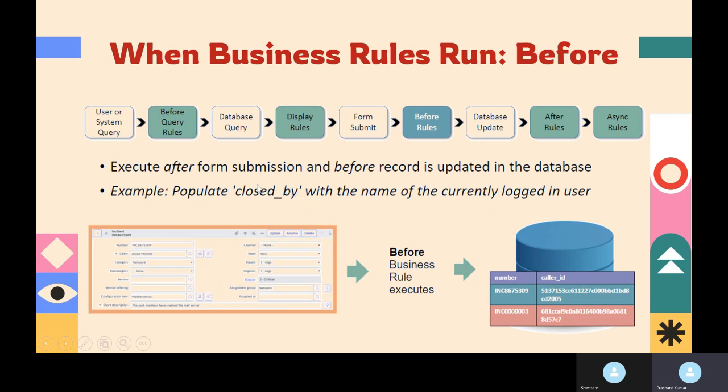So this closed by will be populated before the database is committed, before any database commit is performed, right? This is why we are doing this: because we don't have to commit our database record two times. Just before the database update, they will send one more field, closed by. Update this closed by field as well while you are updating the other fields. So that's why we are using this before business rules.